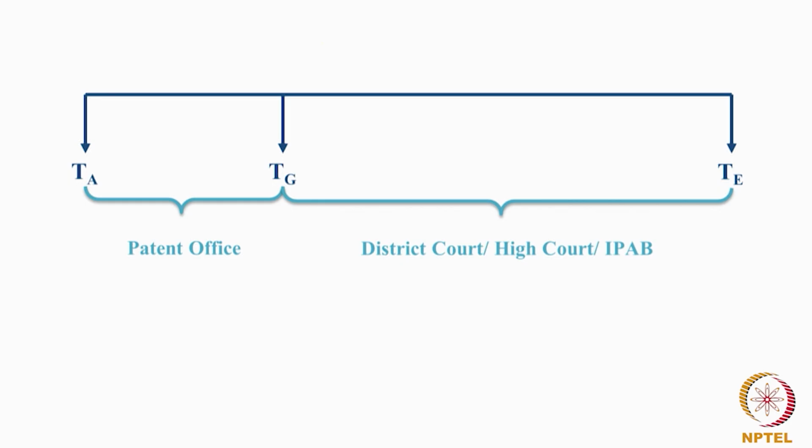Now, the events that happen between the timeline TA and TG normally happen at the patent office, and the events that happen between TG and TE, that is the time of grant and time of expiry, could happen before the district court, before the high court, or before the IPAB, that is the Intellectual Property Appellate Board, the board that sits in appeal over decisions of the patent office.